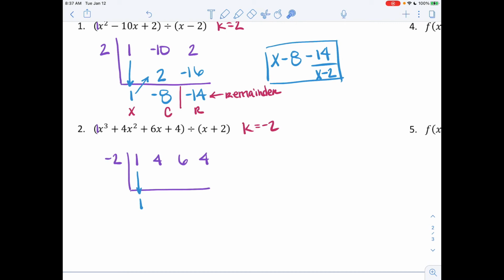So 1 and negative 2 will give me negative 2. Add down to get 2. Now I'm going to multiply 2 times negative 2. That will be negative 4. And remember, we're going up and to the right in order to write our answers. Draw those little arrows if you need to guide you. And that's going to be a negative 4. 2 times negative 2 is negative 4. Adding, we get a positive 2. Now, if we see 2 times negative 2, that's again a negative 4. And adding, we're going to get 0.